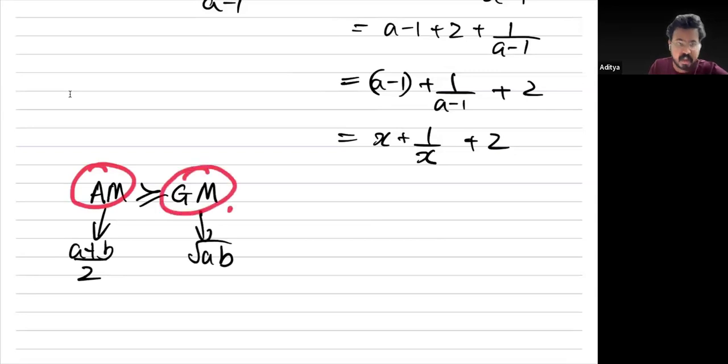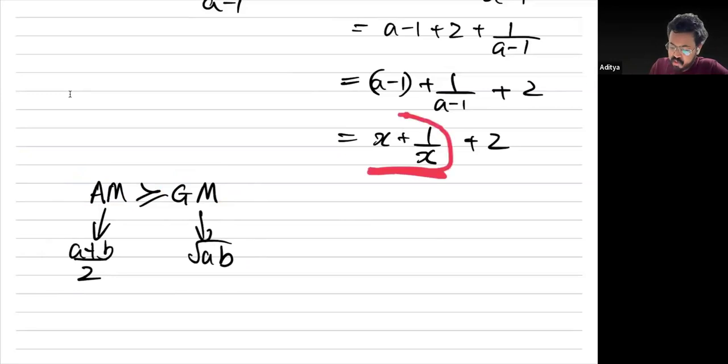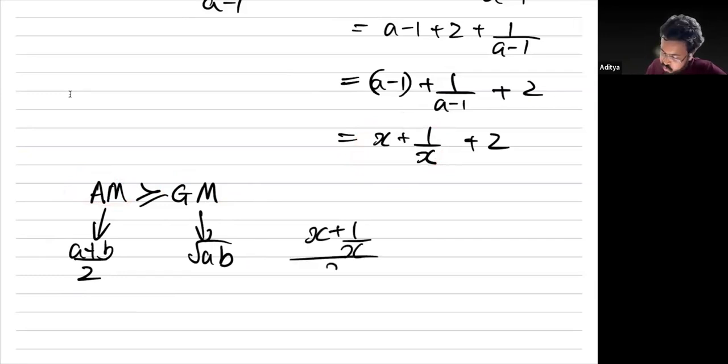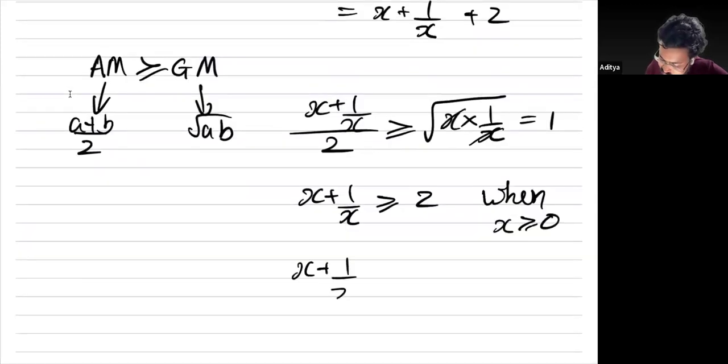If some of you are seeing this inequality for the first time, it's used very commonly to solve this kind of expression. The arithmetic mean, x plus 1 upon x over 2, will always be greater than or equal to under root of x times 1 upon x. This will cancel and you'll get 1. So from here you'll have x plus 1 upon x greater than or equal to 2 when x is greater than 0. Also you'll have x plus 1 upon x less than or equal to minus 2 when x is negative.